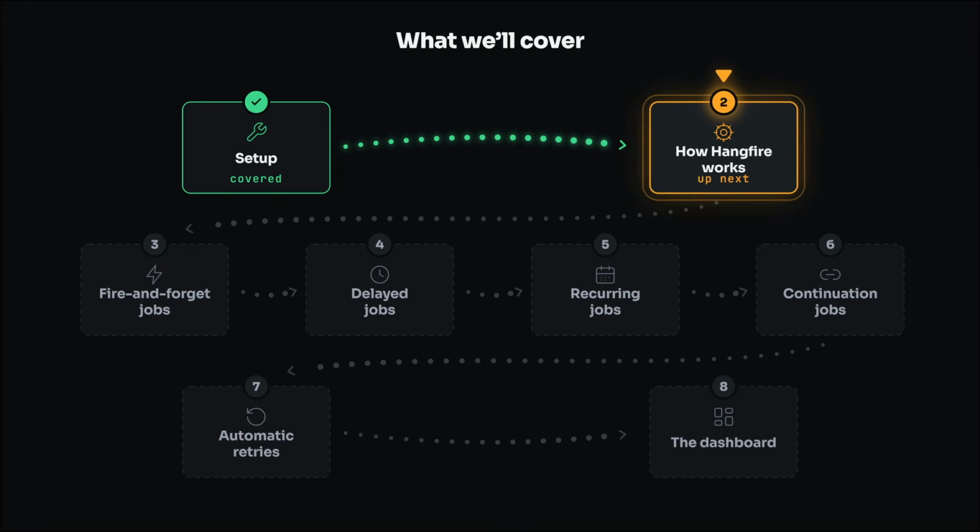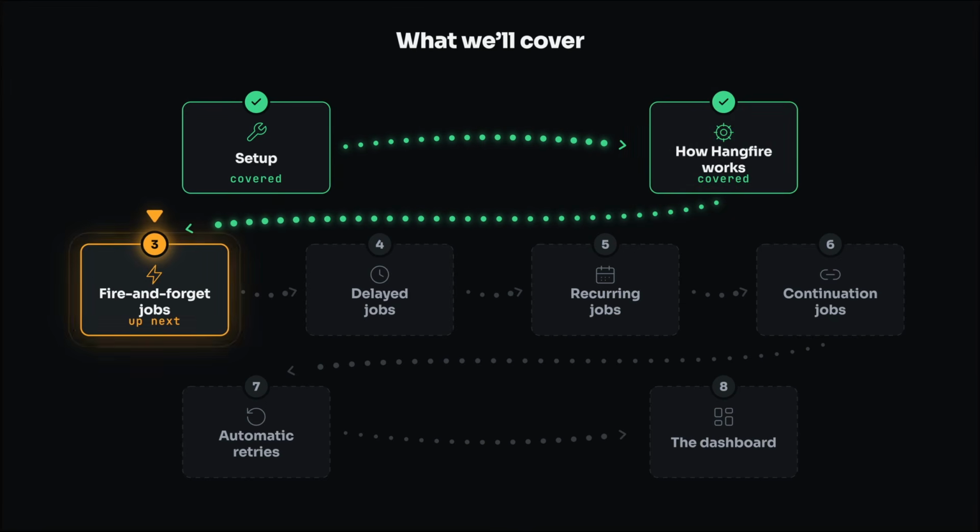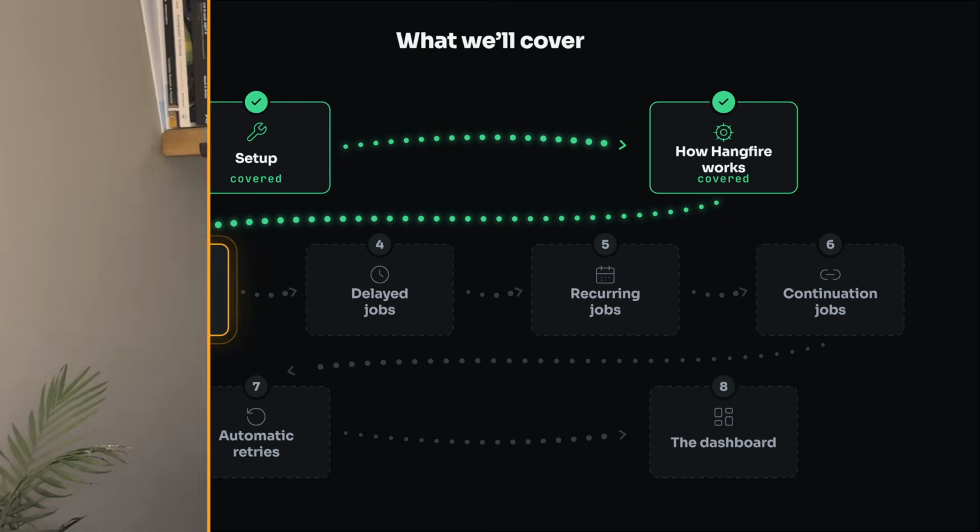Now, let's look at the 4 core Hangfire job types. First up, fire and forget jobs. A fire and forget job runs as soon as possible in the background. Your application enqueues the job and immediately continues processing the request without waiting for the job to complete.